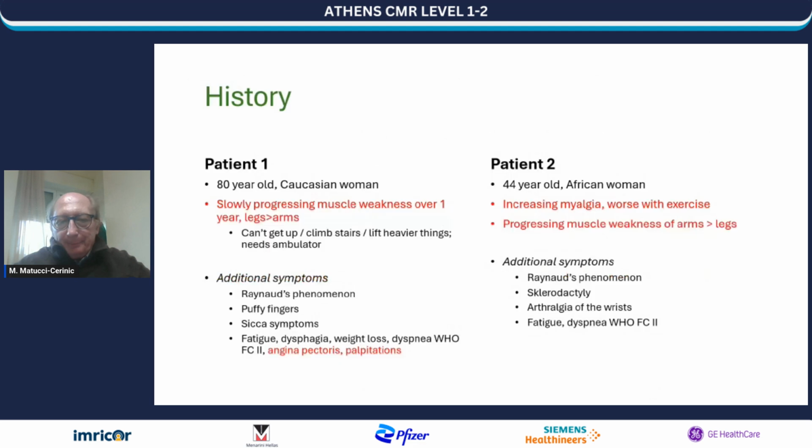The next one, please. And for this reason, I would like to show here two cases. One that is slowly progressing and then develops weakness in a year's time. But then, as you may see, as an additional symptom, this patient has also angina and palpitation, while the other patient has a progressive muscle involvement with a progressing weakness, either of the upper and lower limbs. The next one.